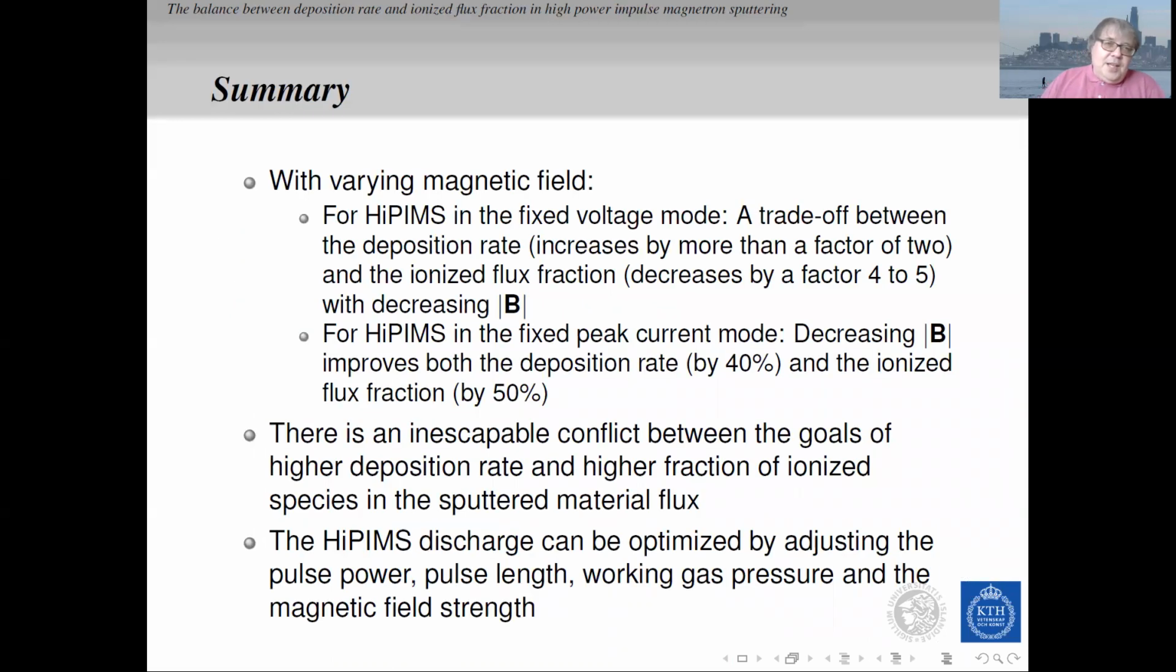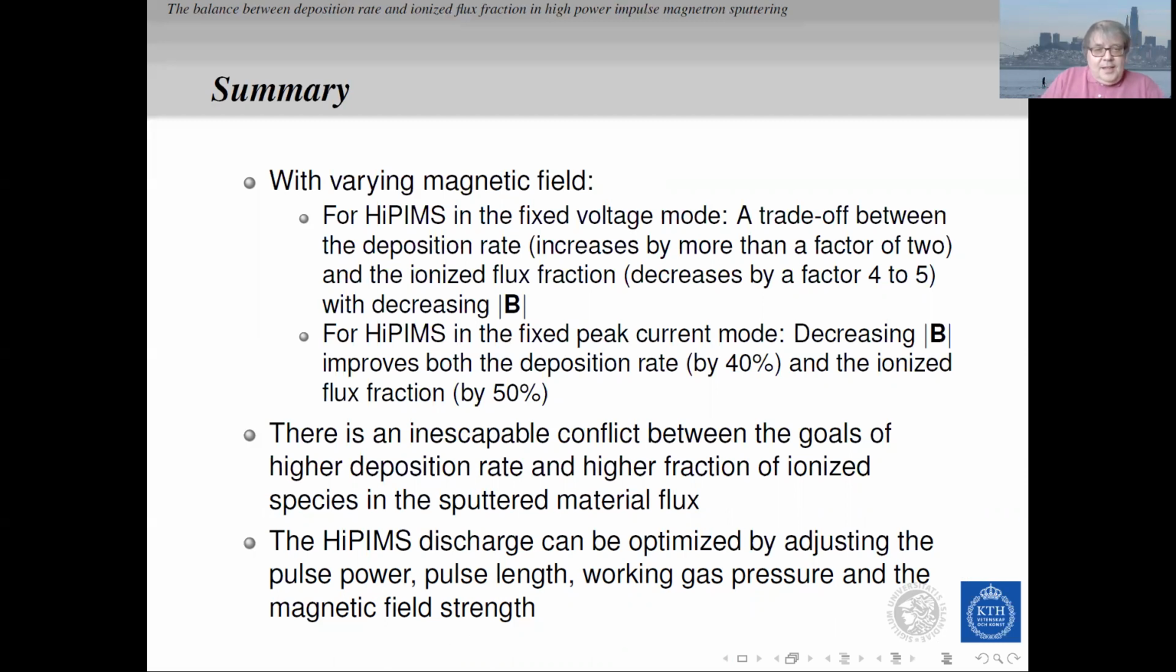To summarize what I have said, we have shown that the magnetic field strength has a significant influence on the deposition rate and the ionized flux fraction. But there is a conflict between the goals of high deposition rate and high ionized flux fraction. And we have demonstrated that the HIPIMS discharge can be optimized by adjusting the pulse power, pulse length, and the working gas pressure, as well as the magnetic field strength.